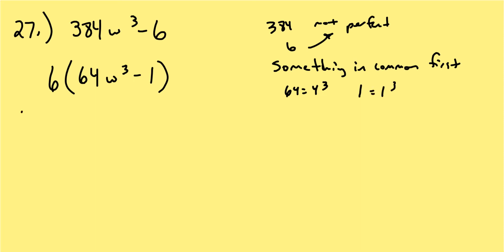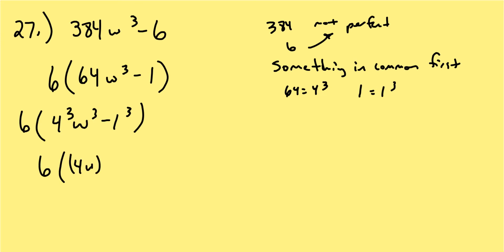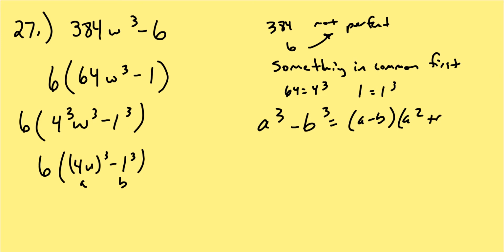So I get to write this as 6, instead of 64, I put 4 cubed. Now I get to write it as 6, instead of 4 cubed w cubed, I write 4w in parentheses cubed minus 1 cubed. So there's my a, and there's my b. Remember, I'm using this formula, a cubed minus b cubed. So I have a minus b, a squared plus ab plus b squared.